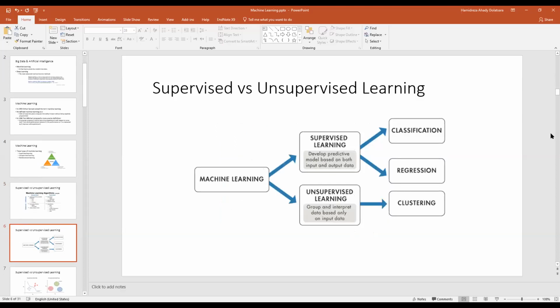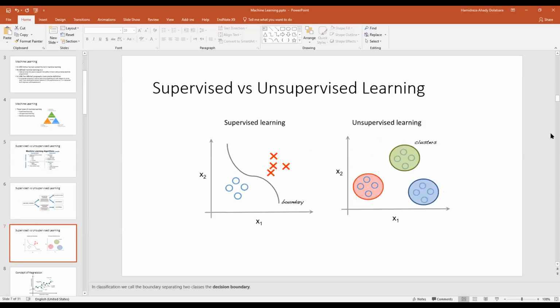Okay, this is the simplification of types of machine learning algorithms. So at the end, most likely you had either classification, regression, or clustering.